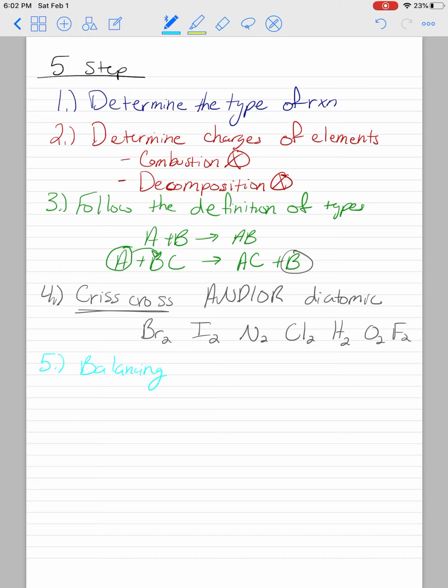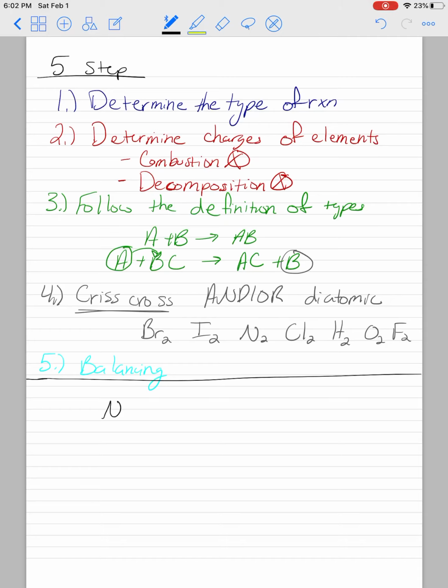Okay? So let's just do a couple examples together where we are predicting the products of a reaction, okay? And we'll follow these 5 steps. So I'll do it right here at the bottom of this so that we can see the 5 steps and we can keep up with everything.